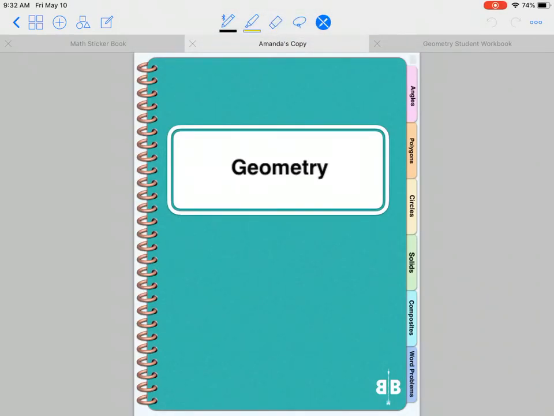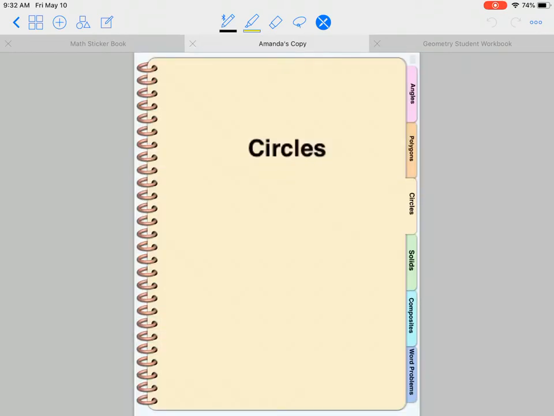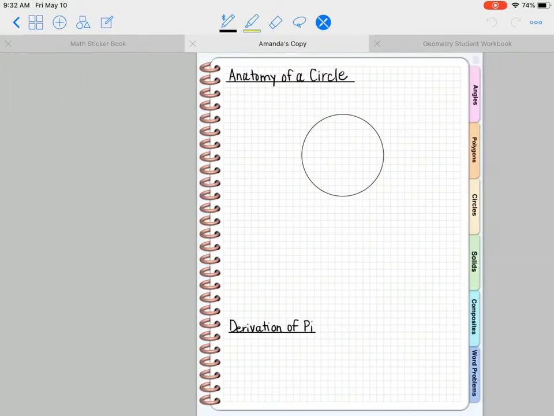Welcome back. And we are ready to start the third module of this course. We've completed angles and we've completed polygons. So now we're up to circles. And I'll click onto that tab. And if you have the notebook, you should have that tab also. And we're going to just slide on over to page 1.